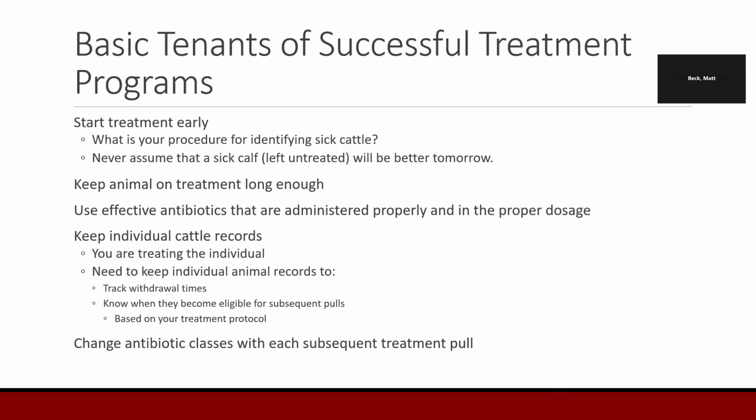So the FDA has approved a certain amount of time after an antibiotic has been administered before that animal can be harvested. If you sell an animal that has not had adequate withdrawal times to a packing plant, they test that meat and it comes back with high residues of antibiotics, and they can trace that back to you, you're going to be in big trouble. And that does happen. So we also want to know when they are eligible for subsequent pulls.